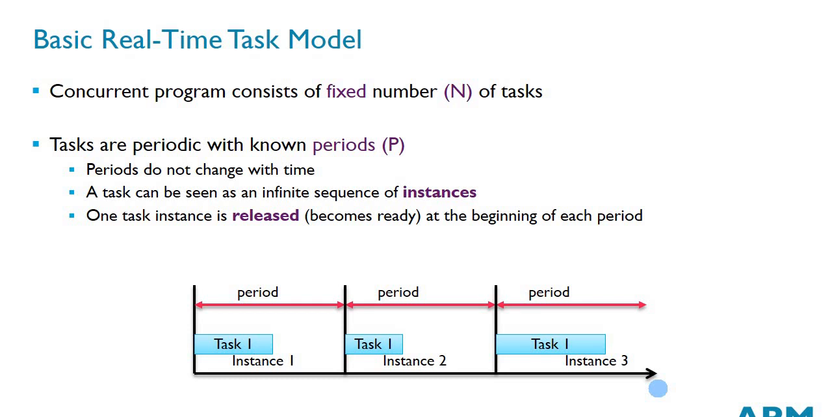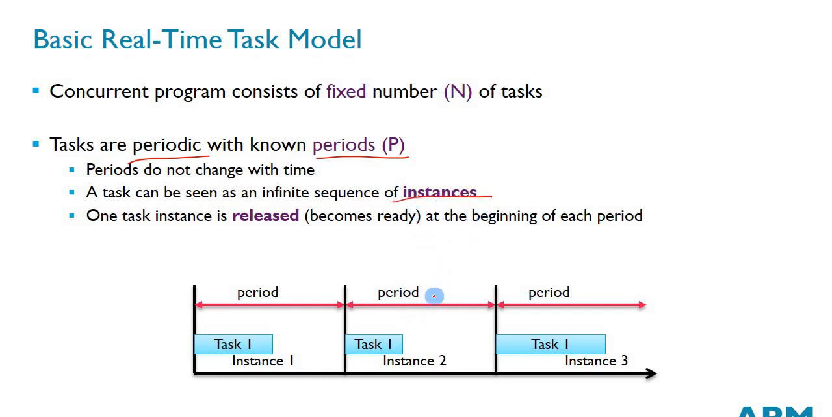In this lecture, we will be making some assumptions about the behavior of tasks, which may not always be the case in a real-life scenario, but for analysis we make some assumptions. So firstly, we say that tasks are periodic with known periods P, and the periods do not change with time. So once I say task 1, for example, repeats every 10 milliseconds, it will always repeat every 10 milliseconds, and each time it repeats, there can be an infinite sequence of instances.